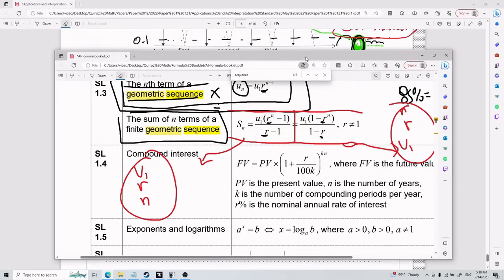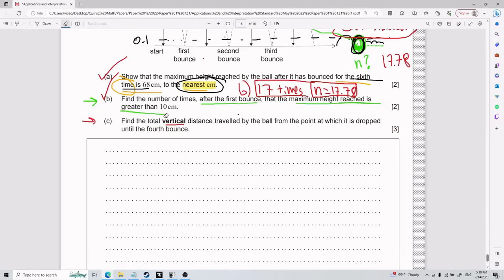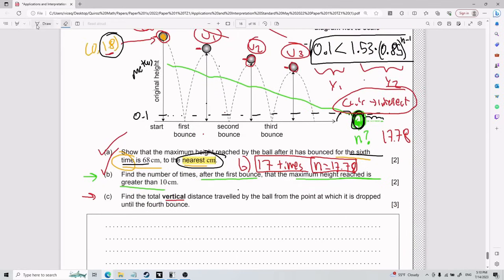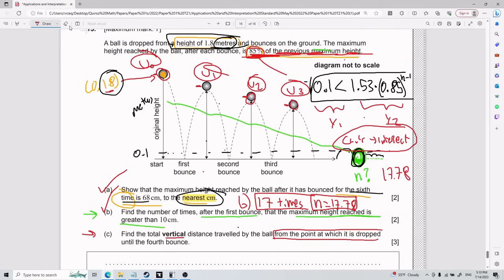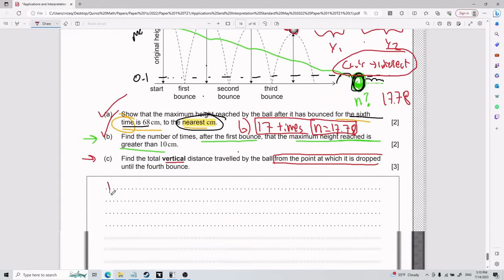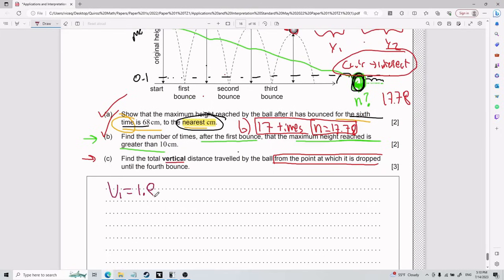Vale? Because I am now analyzing from the point at which it is dropped, my u1, in a way, is going to be this 1.8. Bear with me for a sec, it'll make sense in a second. I'm going to put that my u1 for now is 1.8. Again, context matters because we're doing it from the point at which it's dropped. My u1 is now 1.8. r is still going to be 0.85. And since we're going until the fourth bounce, n has to be 4.